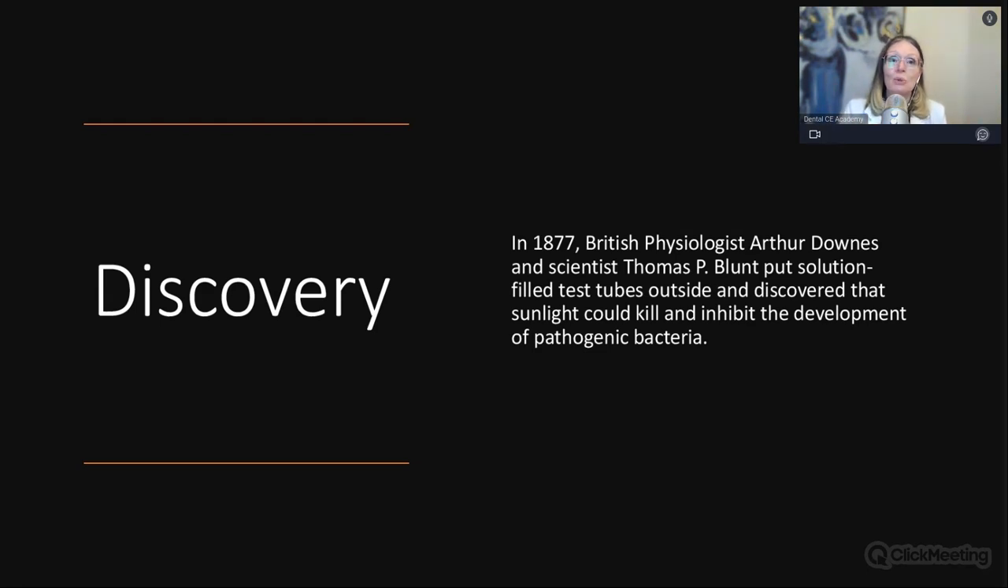Now, I always like to look at the history of things because it sometimes will make better sense out of what's going on today. But in 1877, the British physiologist Arthur Downes and scientist Thomas B. Blunt put solution-filled test tubes outside in the sun to be irradiated, and they discovered that sunlight could kill and inhibit the development of pathogenic bacteria.